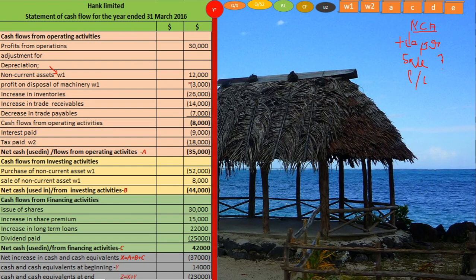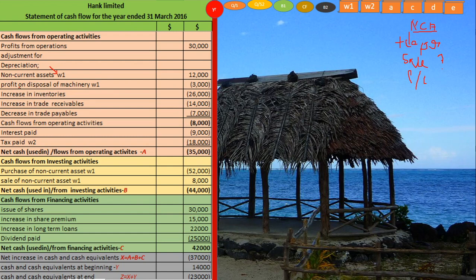Why are we deducting it? The reason why we are deducting it is because this is inside your profit from operation. While calculating profit from operation in our income statement, we add profit on disposal of machinery. Now we are deducting it because it is your non-operating income. That's the reason. Had it been operating income, you would not deduct it. So where there's profit on disposal of machinery, we are supposed to deduct it.